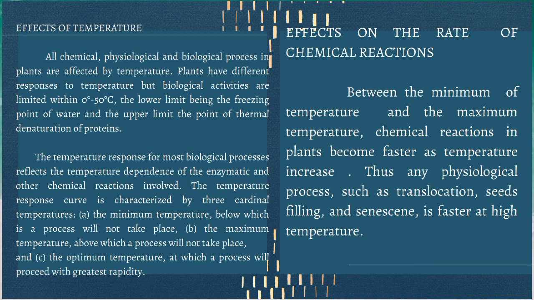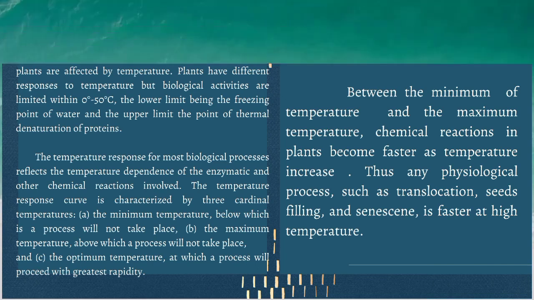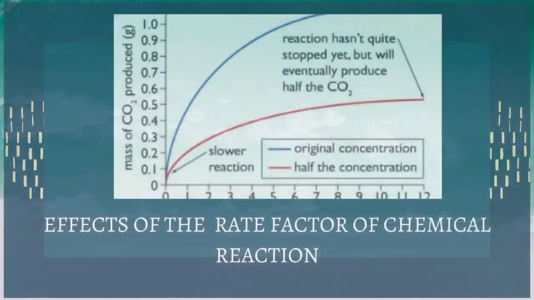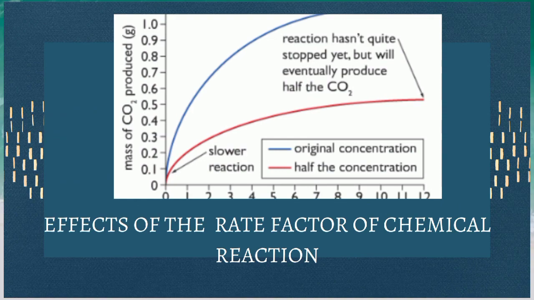For the effects on the rate of chemical reaction, between the minimum temperature and the maximum temperature, chemical reactions in plants become faster as temperature increases. Thus, any physiological process such as translocation, seed sprouting, and senescence is faster at high temperature. Here are some examples of effects on the rate of chemical reaction.